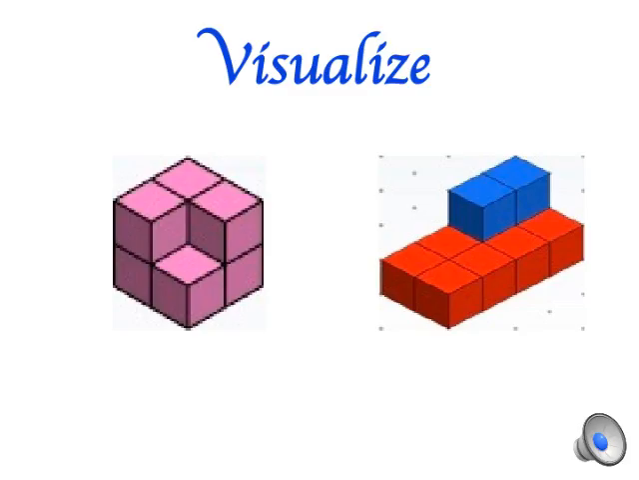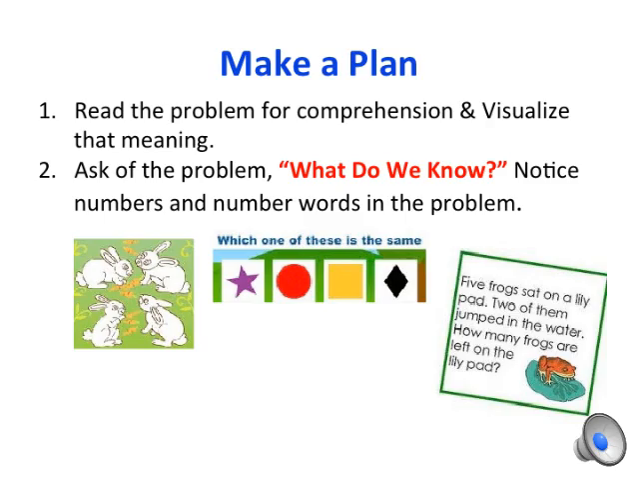Okay, we are moving on to our third goal for this session, which is to build a chain of reasoning. Now, in that chain, we will pull in number sense and making connections between abstract and quantitative. So the first step in that chain is to make a plan. To begin to make a plan, we read the problem for comprehension and advise that meaning. We ask of the problem, what do we know? Noticing words and numbers in the problem.